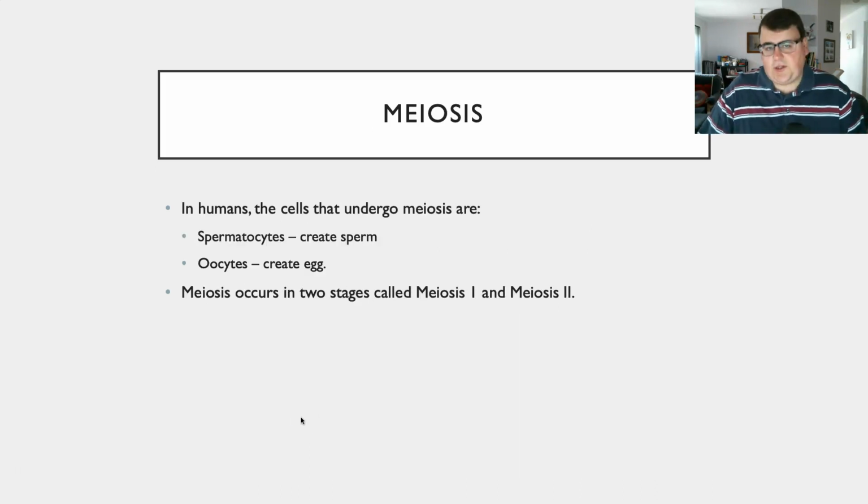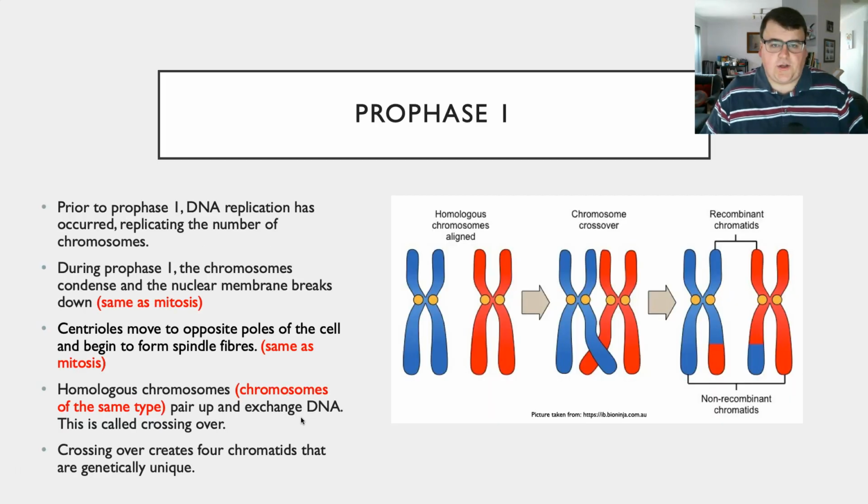Meiosis. In humans, there's 2 different types of cells that undergo meiosis. We have spermatocytes and oocytes. Spermatocytes create sperm, oocytes create eggs. Meiosis occurs in 2 stages, meiosis 1 and meiosis 2. Let's look at the whole process of meiosis. Prior to the first stage, called prophase 1, DNA replication occurs, replicating the number of chromosomes that are going to be in the cell. So exactly the same as any other cell division.